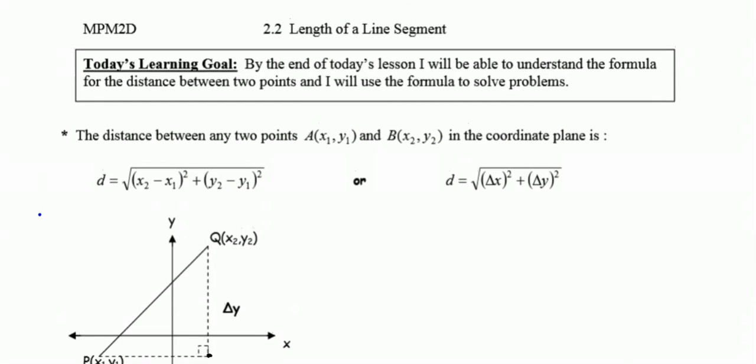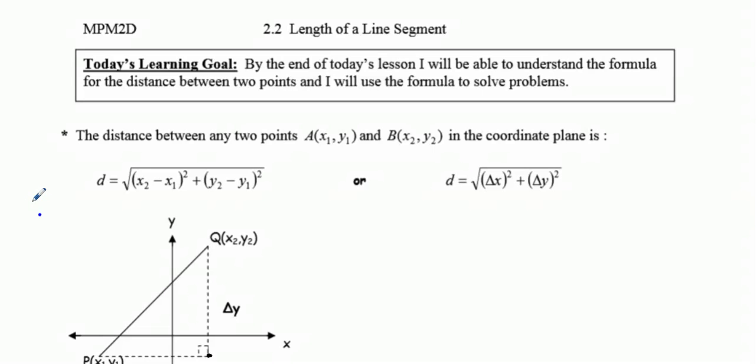Okay, good morning. We're going to do 2.2, length of a line segment today. And of course, it's the length of a line segment, not the length of a line, because a line has an infinite length because it goes on forever. So by the end of today's lesson, you should be able to understand the formula for the distance between 2 points. And I will use the formula, you will use the formula to solve problems.